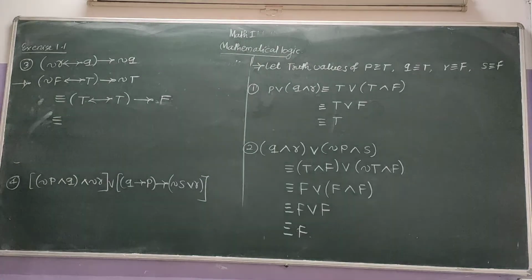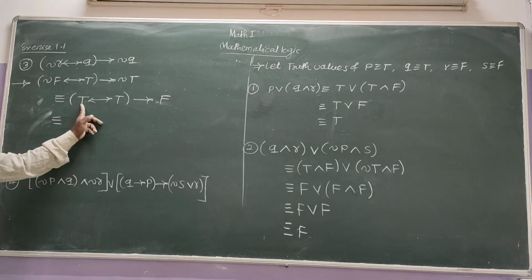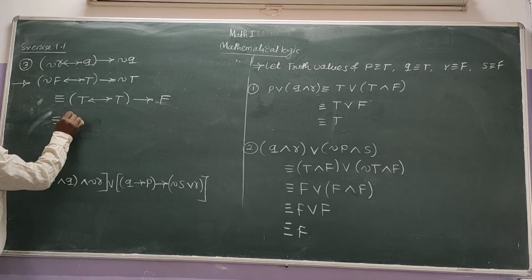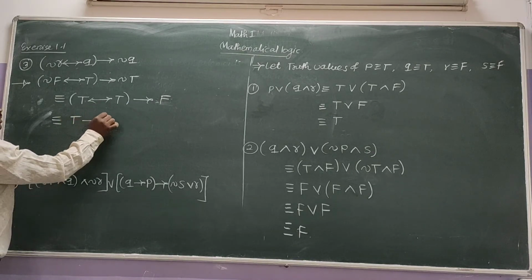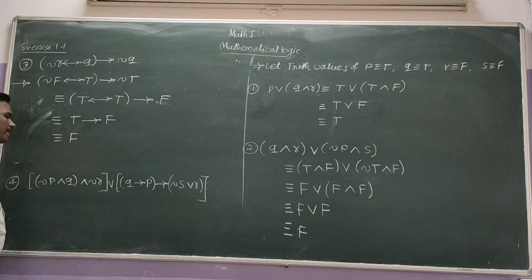Therefore, true if and only if true is true, implies false. True implies false is false, using the truth table of the implication.